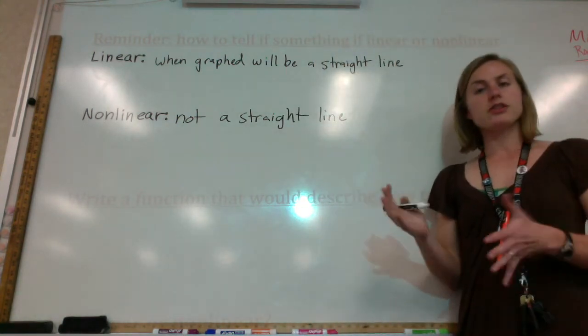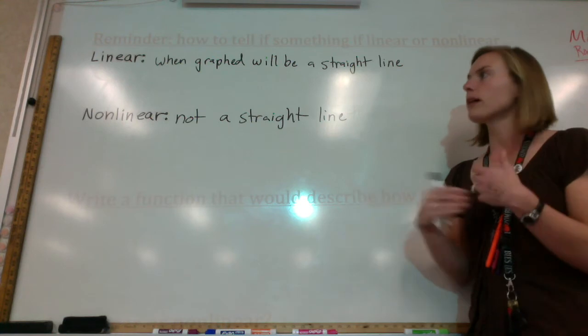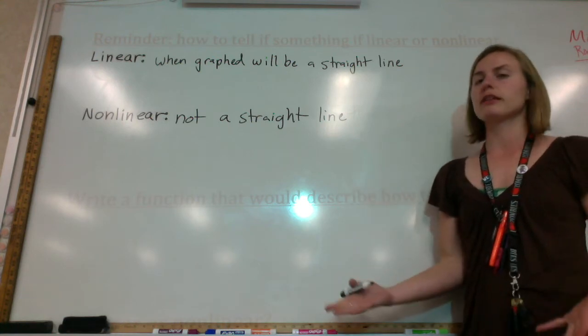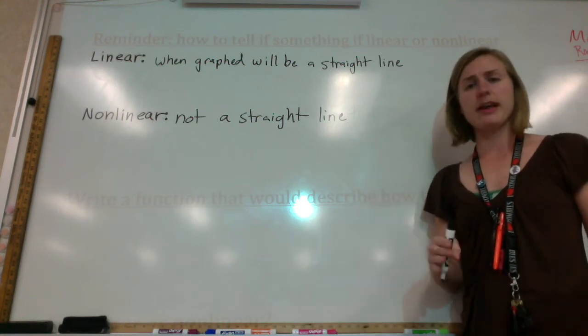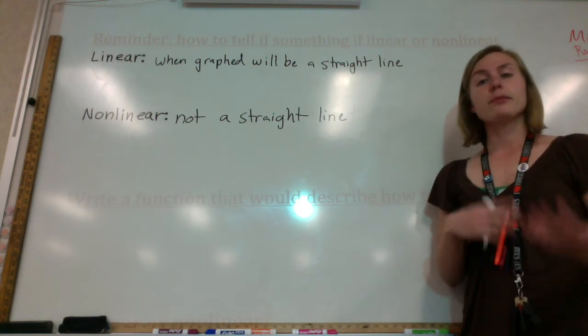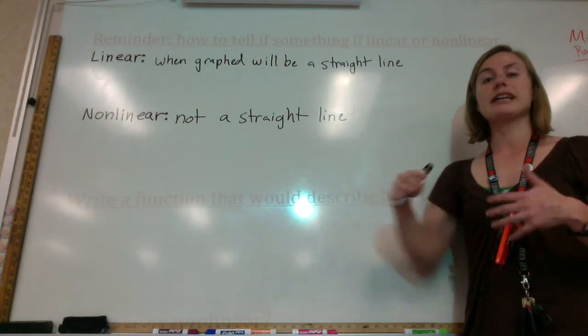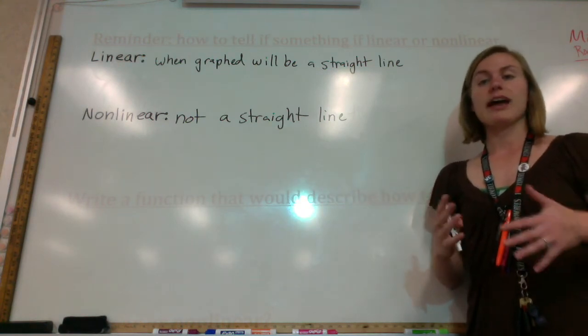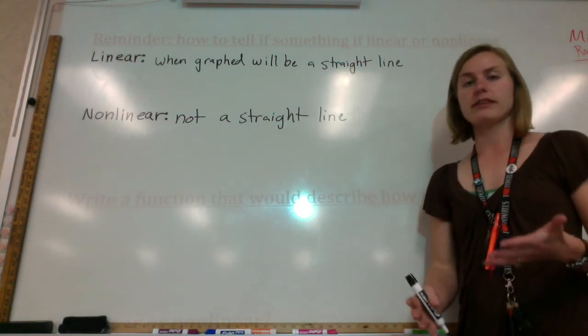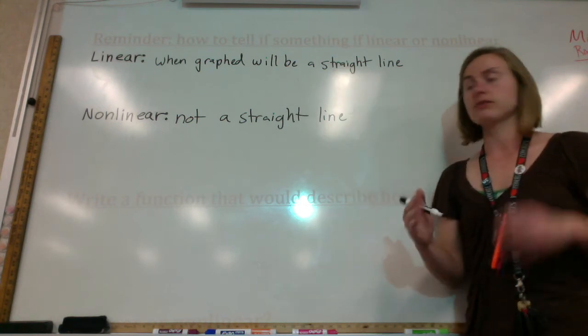So these definitions are all good and wonderful, but what if I want to tell something's going to be linear or nonlinear without graphing it? Because graphing's a pain. Well, you might remember from the lesson way long ago that nonlinear things are going to have exponents. They're going to be squared and cubed and stuff like that, whereas linear is not going to have any of those.